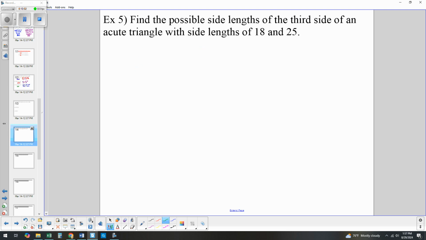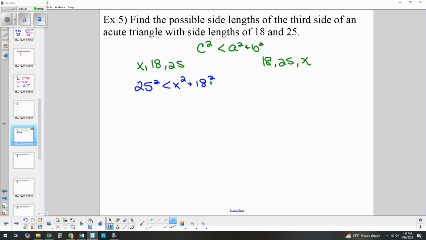We know that acute triangles are c squared is less than a squared plus b squared. We also know two of the sides are 18 and 25, so it could be a small number, 18 and 25, or it could be 18, 25, and a bigger number. So we need to take care of both scenarios. So if 25 was the biggest, we would have 25 squared is less than x squared plus 18 squared. But if x was the biggest, we would have x squared is less than 18 squared plus 25 squared.